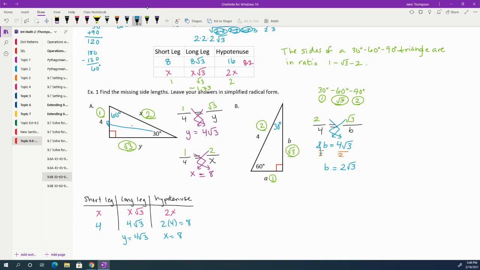Now, if you need to set up a ratio to find A, go for it. But check this out, guys. The relationship between the short side and the hypotenuse is just twice as big. So if my hypotenuse of 4 is twice as big as the short side, what's the short side? Hopefully you can recognize that it's 2. Maybe looking at the table will help you recognize that.